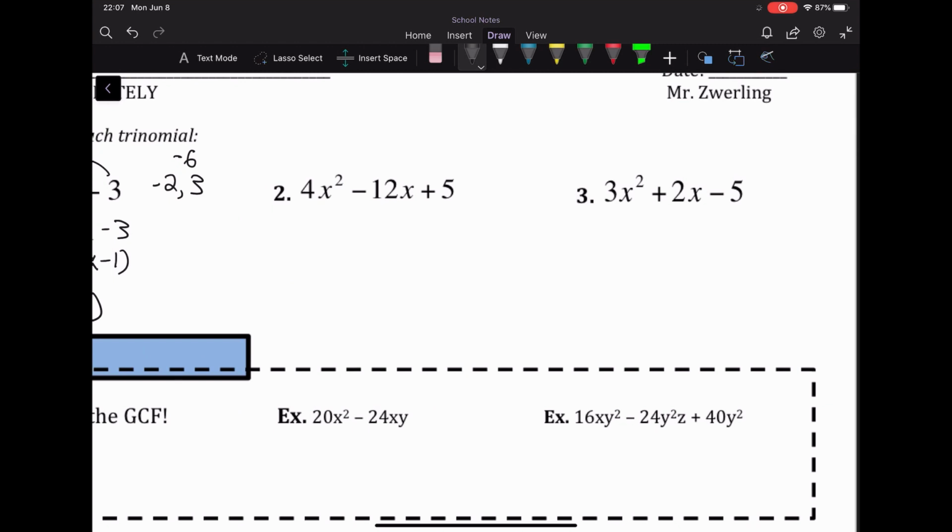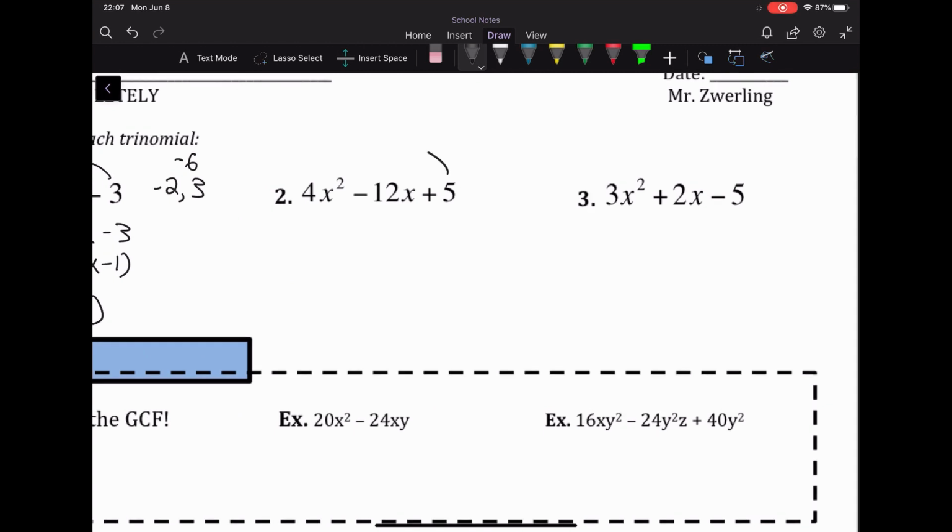Question number 2, same thing. So let's multiply these together. We're going to get 20. What two factors of 20 add up to negative 12? So that's going to be negative 10 and negative 2. So when it comes to rewriting our expression, now I could use the negative 10 coming up first, but it'll be a little bit easier if I use the negative 2.